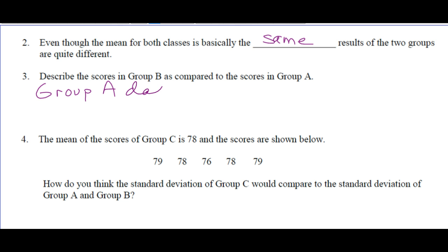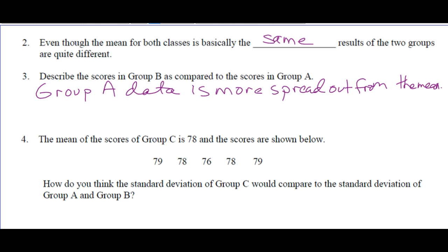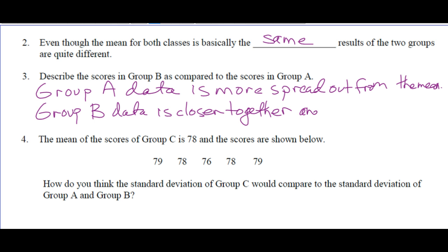Group A data is more spread out from the mean. And the Group B data is closer together. Both closer together and closer to the mean.